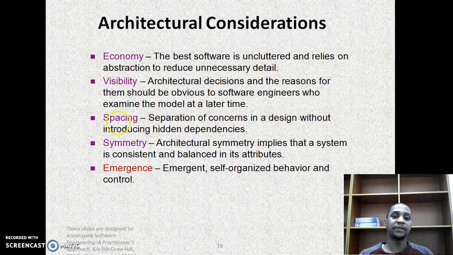And then we have spacing, that is separation of concerns, to make things easier, like in a modular form. A design without hidden dependencies is a very good design. And symmetry is talking about the consistency in the architecture. That is, architectural symmetry implies that the system is consistent and balanced in its attributes. Then emergence is trying to show that the architecture is flexible enough in case of any evolvement in the future, because now we are in agile development where things evolve without notice. So the design should be elegant enough and flexible enough to enable this kind of change in case new things emerge.